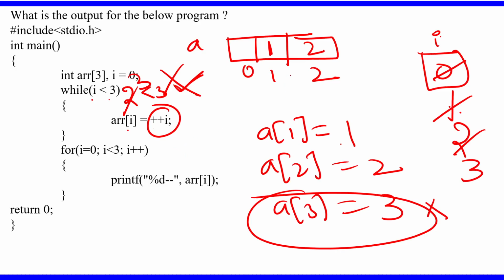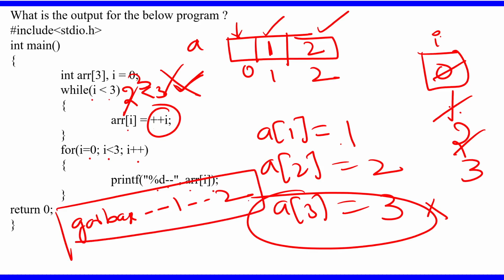Okay, so what are the values I have loaded? I have not filled anything in this particular box. Here I loaded 1, here I loaded 2. That's it. Now when I come and print it, I am printing for i 0, i less than 3, i plus plus, percent d of a of i. So a of 0 means there is nothing, so it is a garbage value. Then a of 1 is 1, then 2. This is the answer: garbage, 1, 2. Be careful, in the first box we are not filling anything, it will be a garbage value.